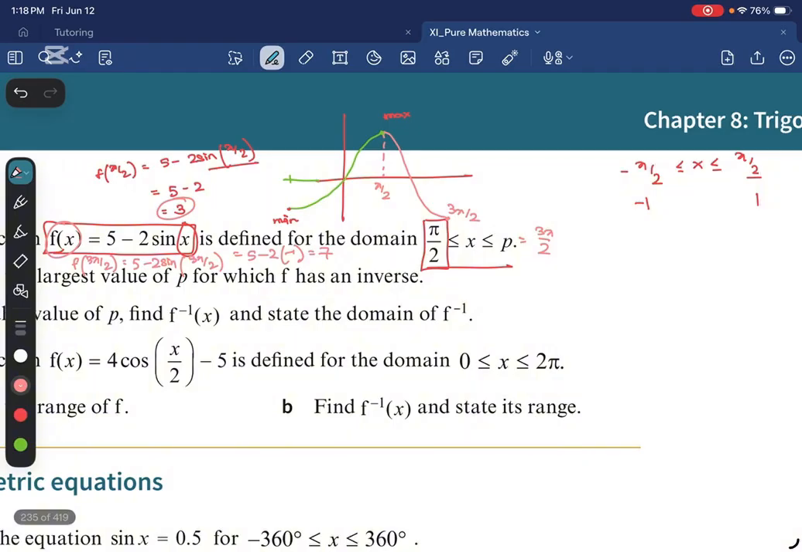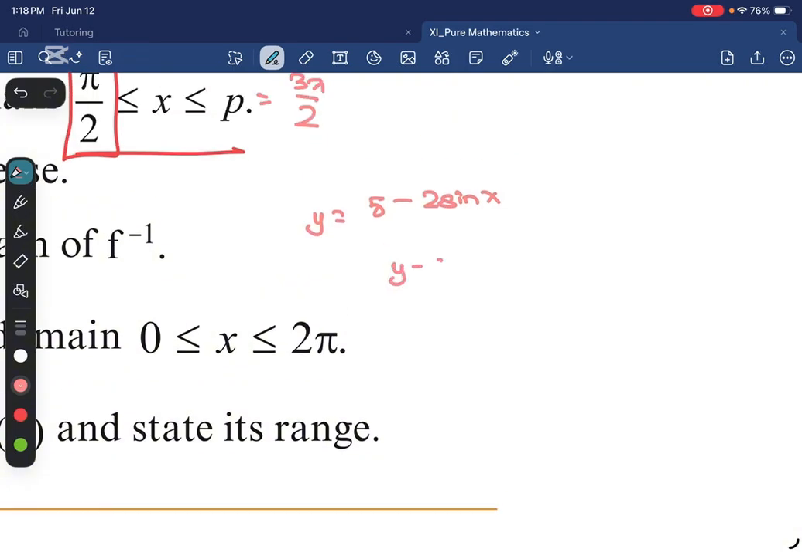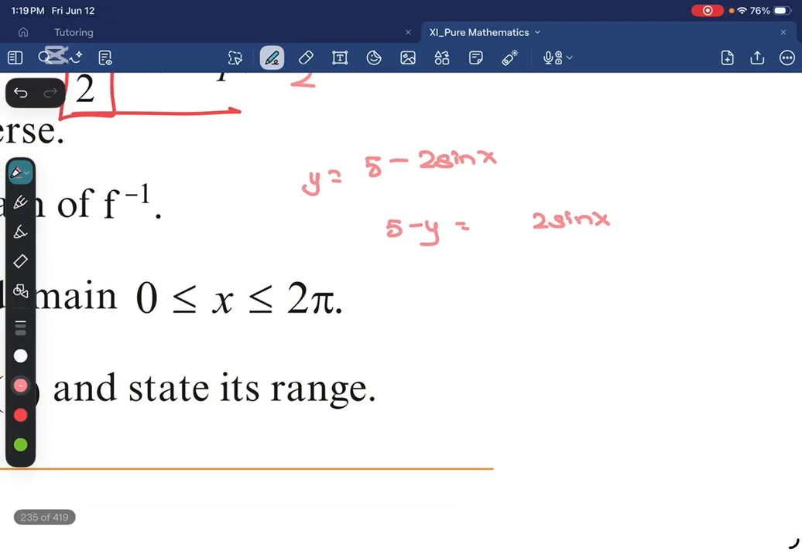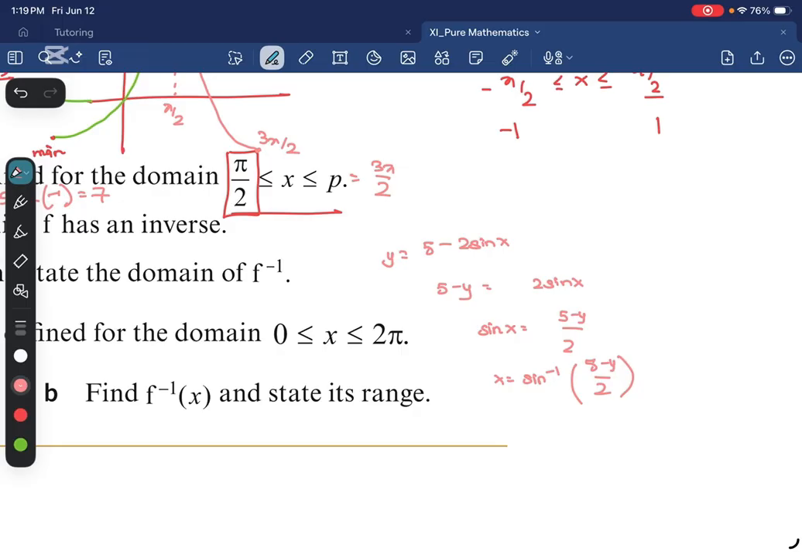All right. So y from this equation, I just get 5 minus 2 sine of x. So you just do the regular. Y minus 5 is minus 2 sine of x, or I can write 5 minus y is going to be 2 sine of x, right? If I multiply by negative 1 on both sides. Sine of x is 5 minus y divided by 2. X is sine inverse of 5 minus y divided by 2. So that is the equation of your inverse.